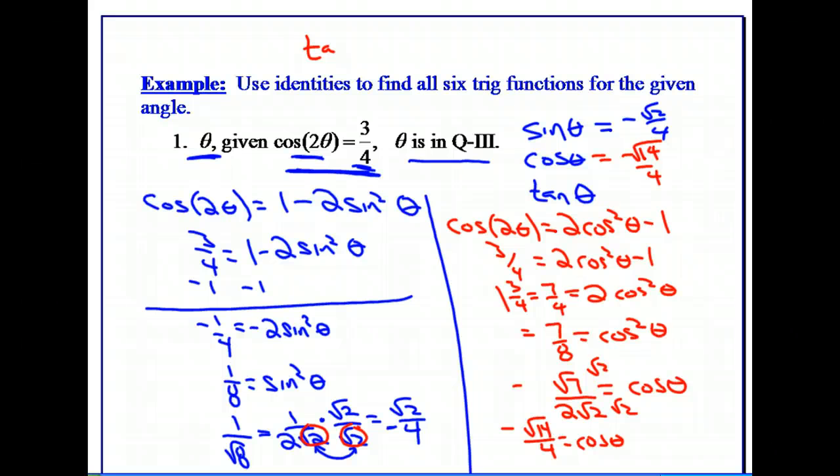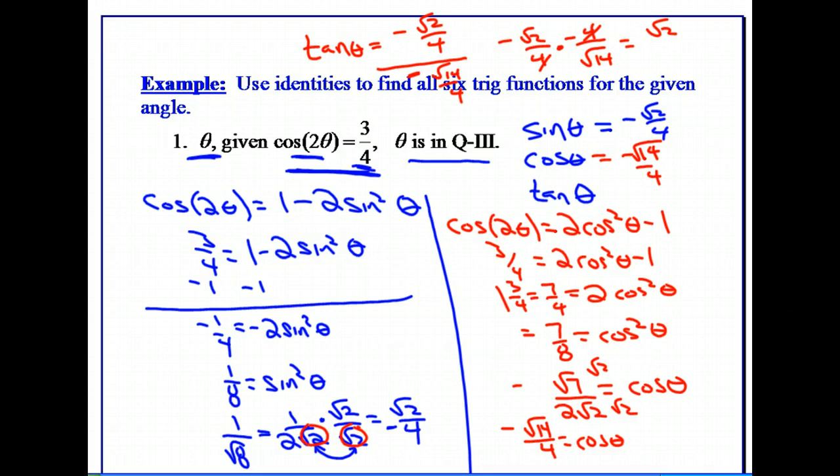Remember, tangent is just sine divided by cosine. So there's my sine, square root of 2 over 4, divided by my cosine, negative square root of 14 over 4. And do you remember how you divide? You multiply by the reciprocal. So the top fraction I leave, the bottom fraction I take the reciprocal. The 4's cancel out. The negatives cancel out.